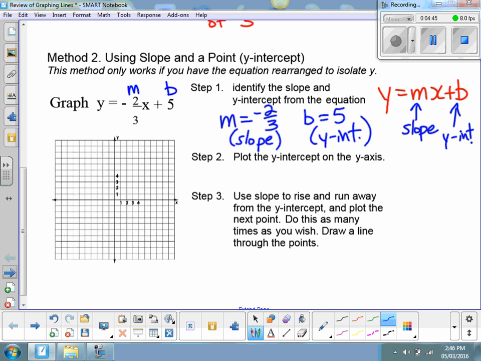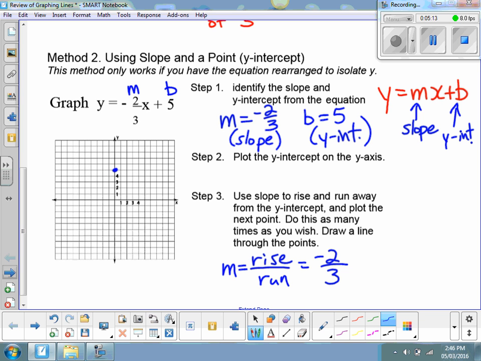And then what I do is I'm going to plot the y-intercept on the y-axis. So the y-intercept is where the line crosses the y-axis. So if I go up to 5, there's the point for the y-intercept. And then I have to use the rise and the run of the slope. So remember that slope is equal to rise over run. In this case, we've got -2 over 3.